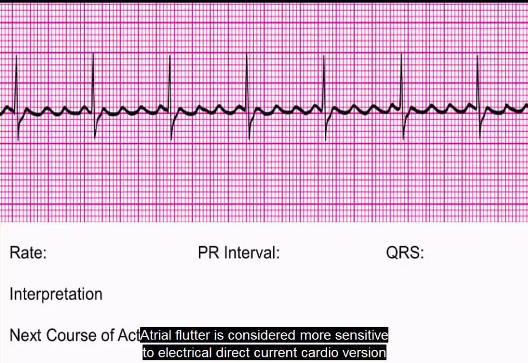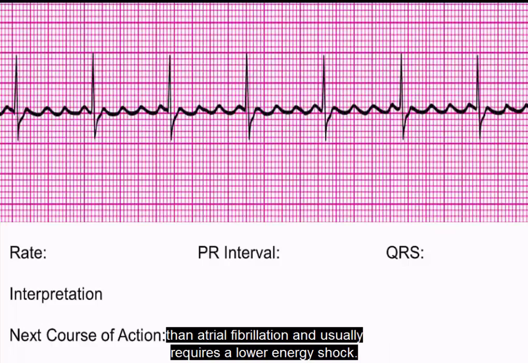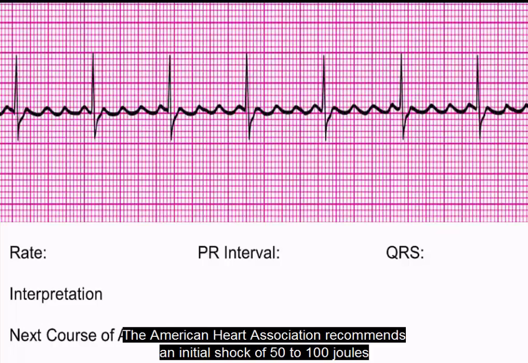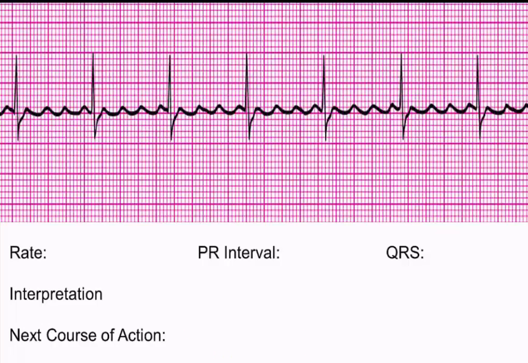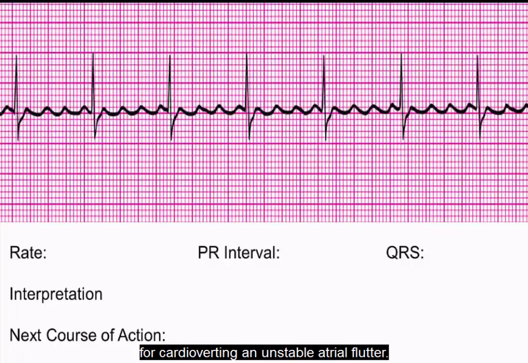Cardioversion: atrial flutter is considered more sensitive to electrical direct current cardioversion than atrial fibrillation and usually requires a lower energy shock. 20 to 50 joules is commonly enough to revert to sinus rhythm. The American Heart Association recommends an initial shock of 50 to 100 joules for cardioverting an unstable atrial flutter.